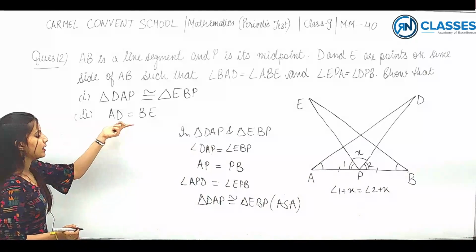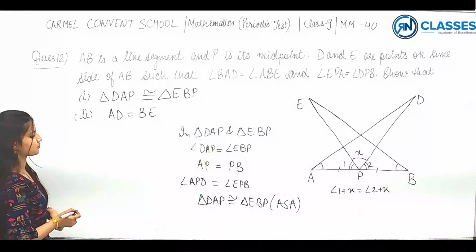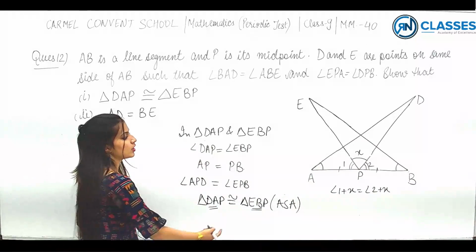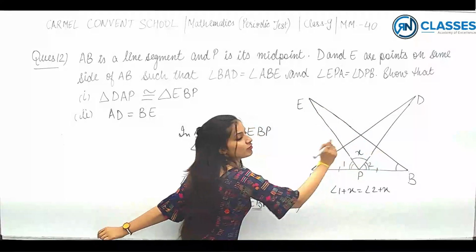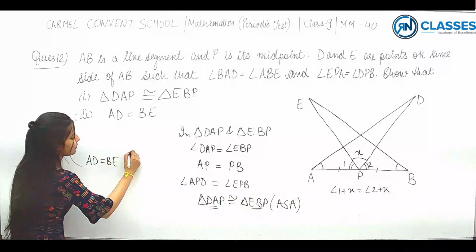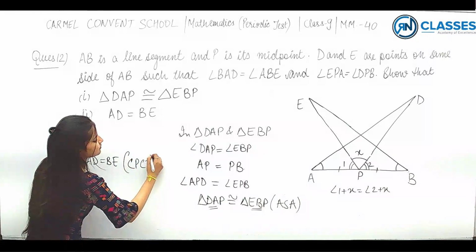Second part, AD is equal to BE. AD is equal to BE. That is obviously true. Why? Congruent parts of congruent triangles. So AD is equal to BE by CPCT.